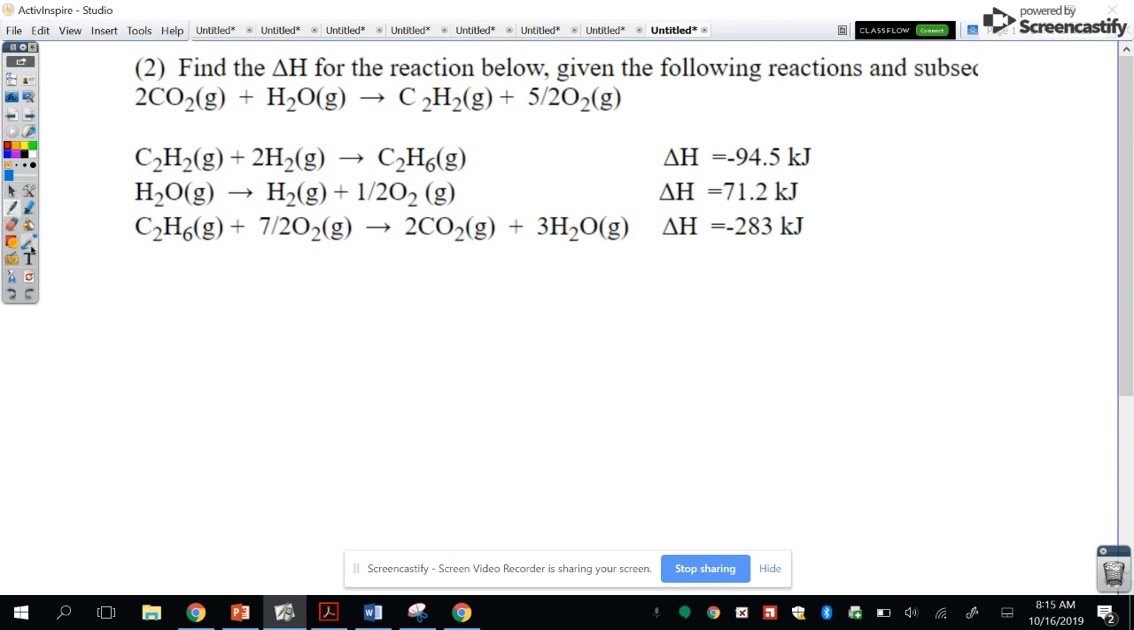Go over how to solve some Hess's law problems. So in this problem, we're being asked to find the change in enthalpy for the given reaction. And we're given this reaction up here, as well as a system of reactions and their associated changes in enthalpy.